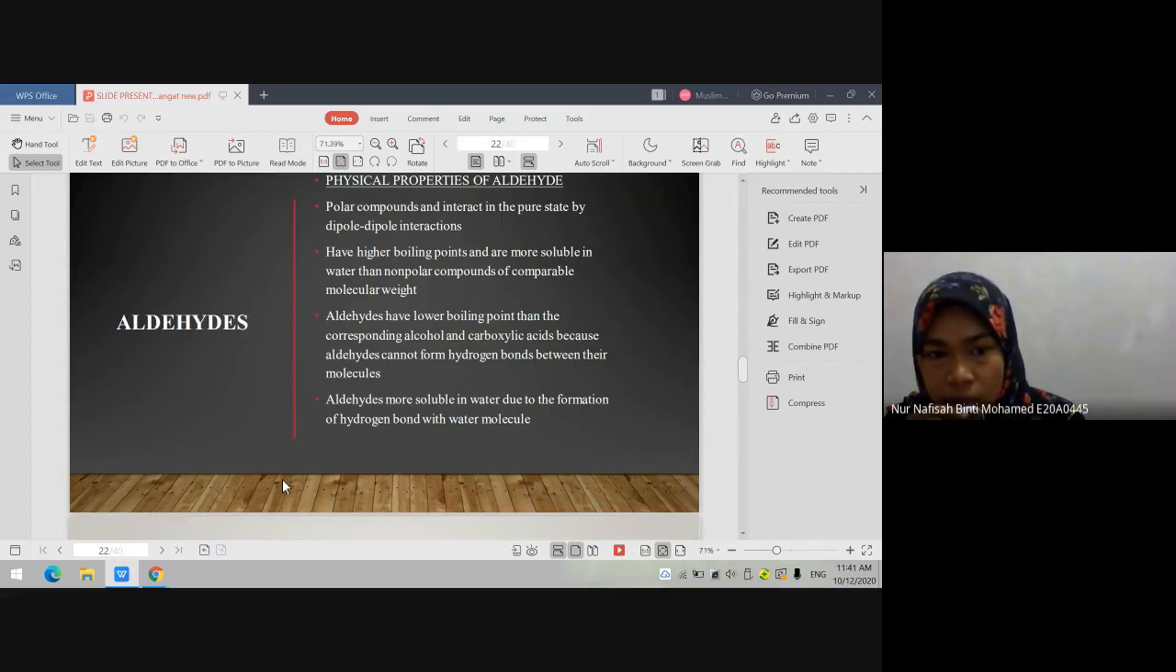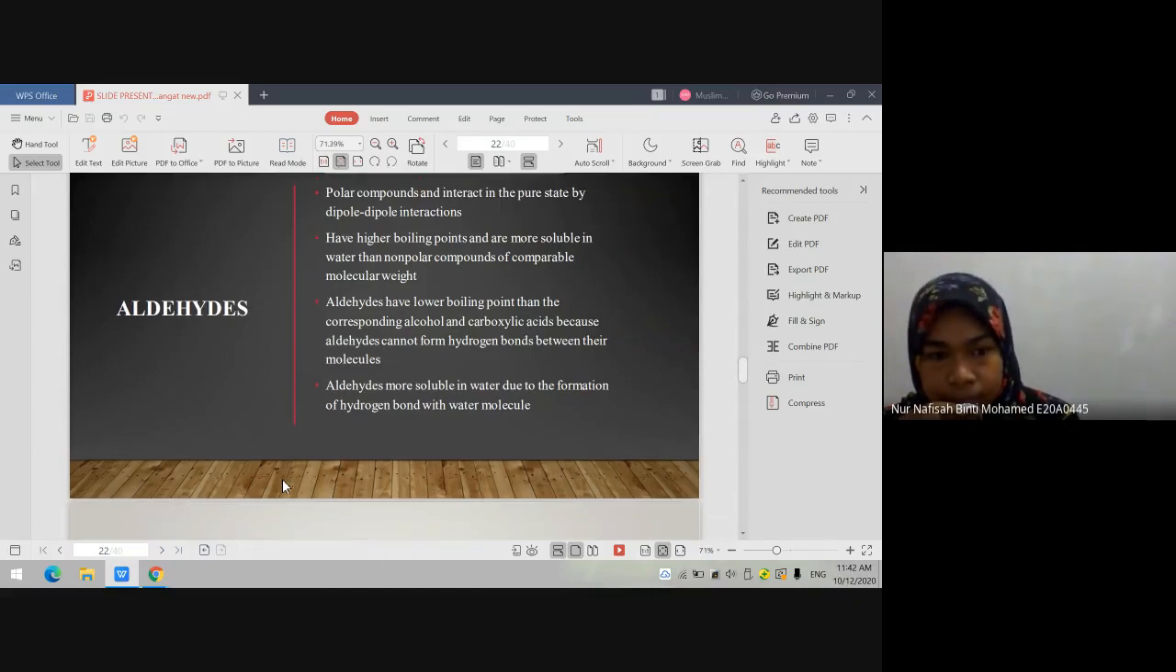Aldehydes have lower boiling points than the corresponding alcohols and carboxylic acids because aldehydes cannot form hydrogen bonds between their molecules. Aldehydes are more soluble in water due to the formation of hydrogen bonds with water molecules.